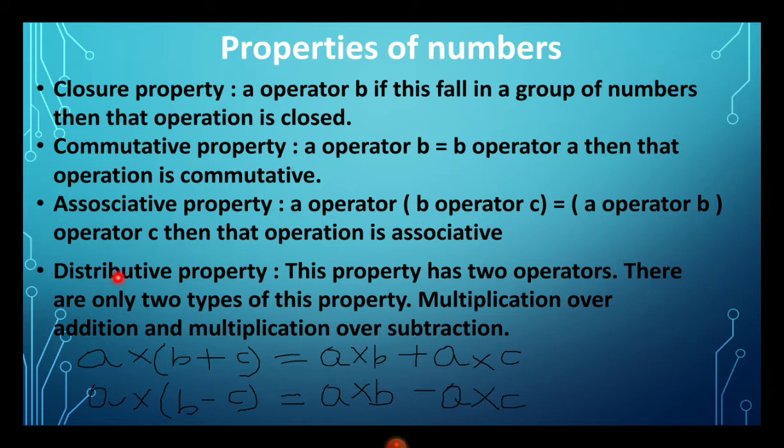Now distributive property. This property has two operators. There are only two types of this property: multiplication over addition and multiplication over subtraction. First type says a into b plus c in bracket is equal to a into b plus a into c, and multiplication over subtraction says a into b minus c in bracket is equal to a into b minus a into c. Let's look at this with an example.